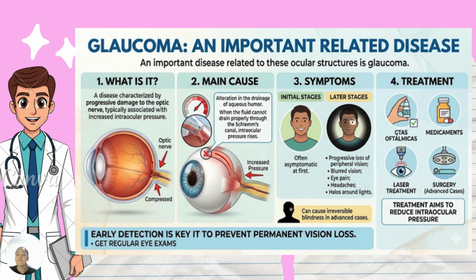And also we have the treatment, which is the most important part. It aims to reduce the intraocular pressure, with eye drops, medication, laser therapy, and surgery in advanced cases. Early diagnosis is also essential to prevent permanent vision loss, because it causes irreversible losses.